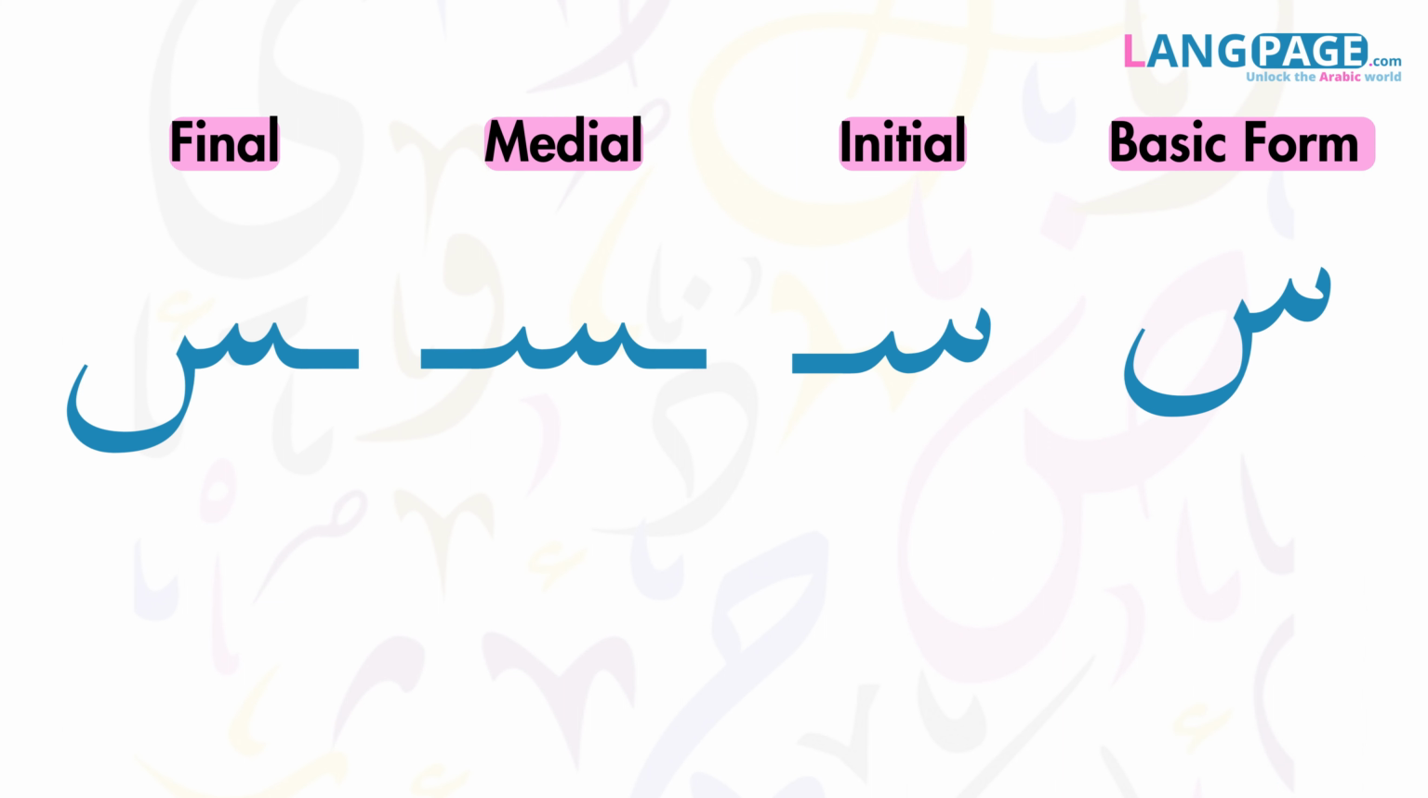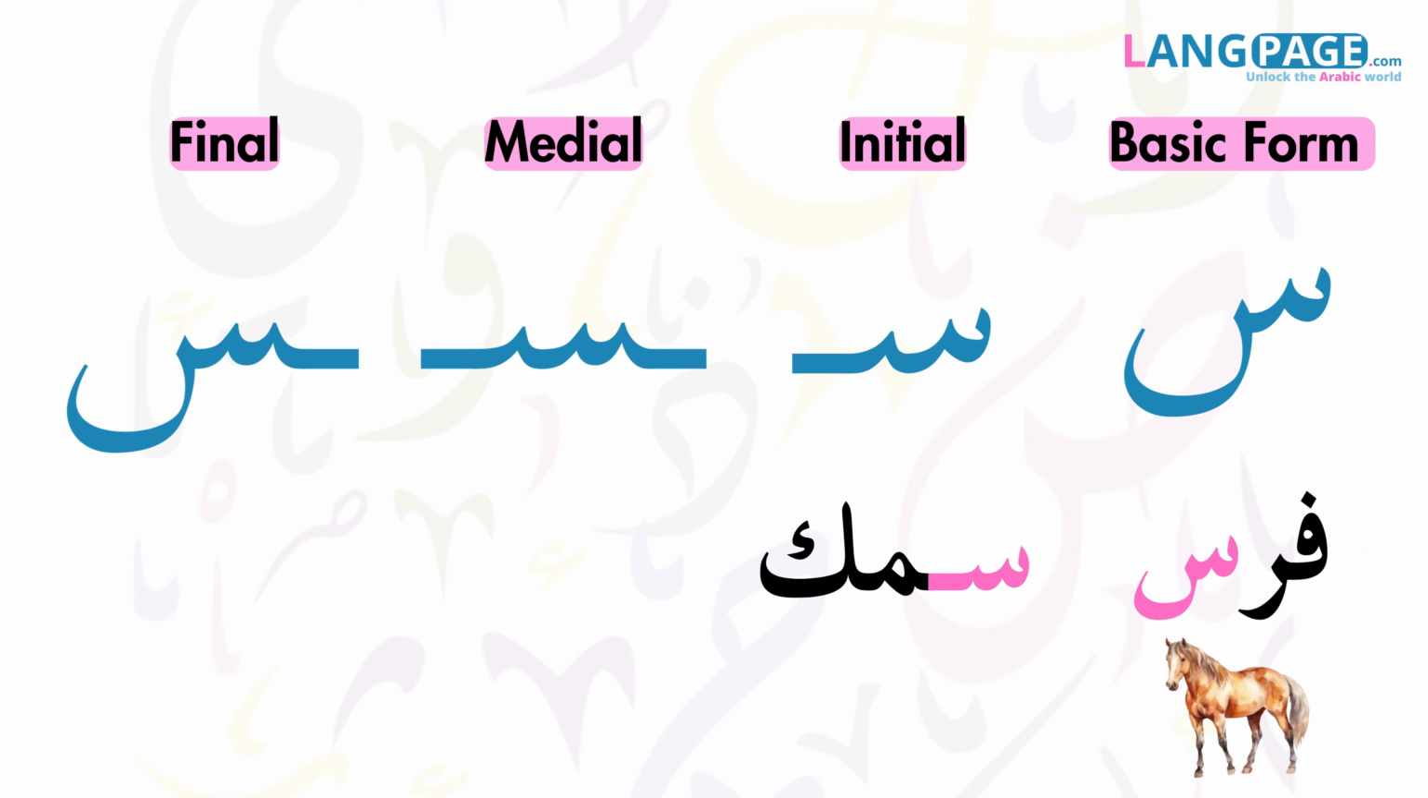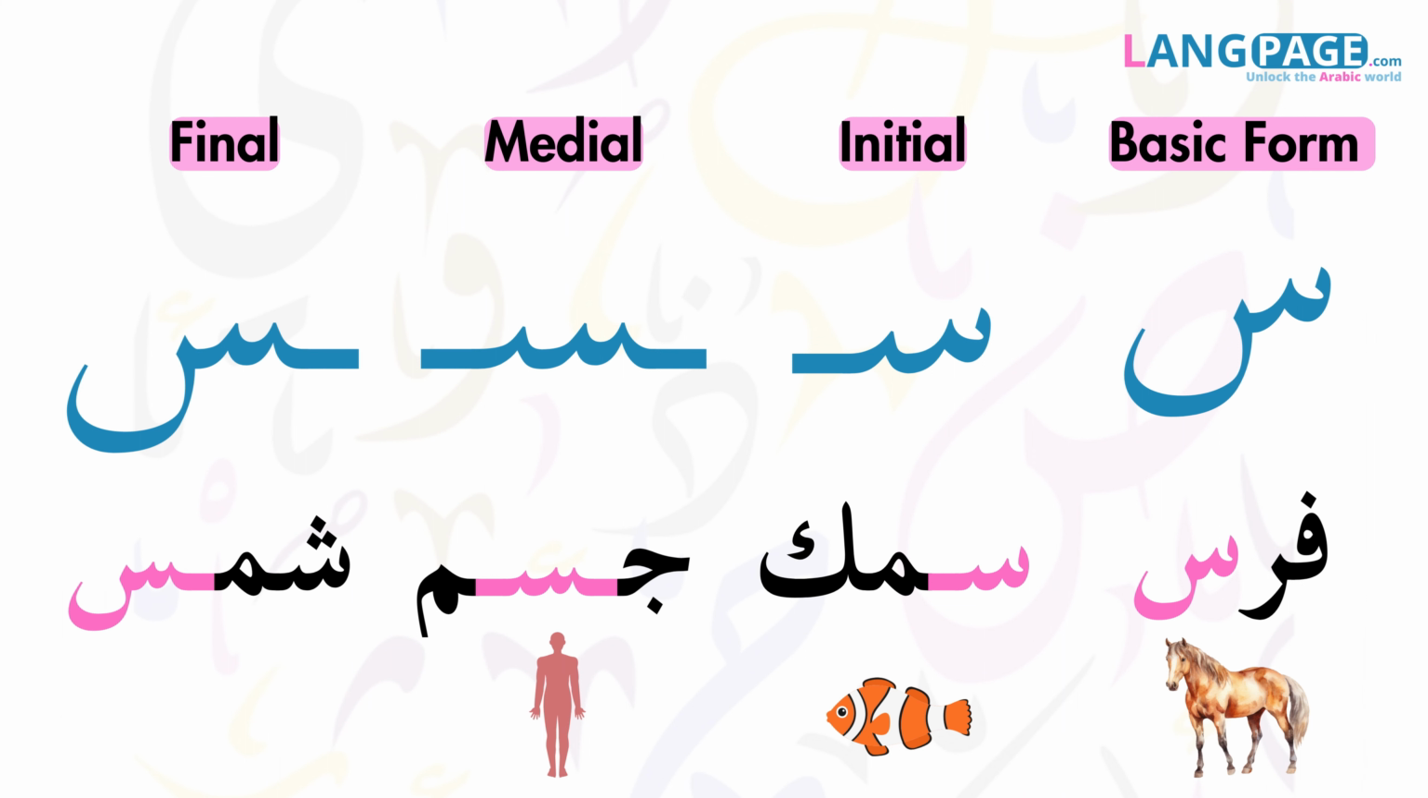Some examples about the forms. For the basic, like in the word faras, which means a horse. The initial form, which is starting the word samak, which means fish. Then the medial seen in the word jism, which means body. And the final seen, I have it in shams, which means sun.